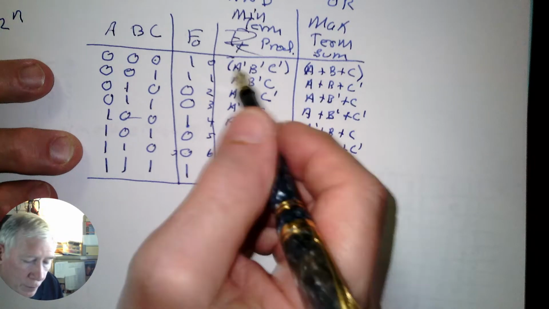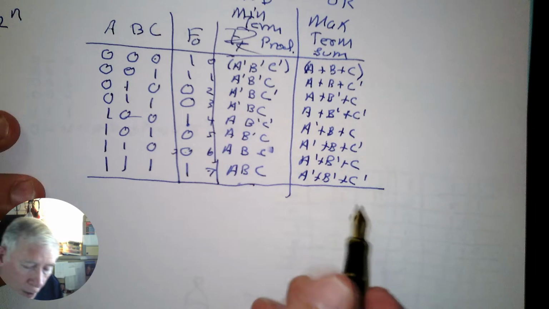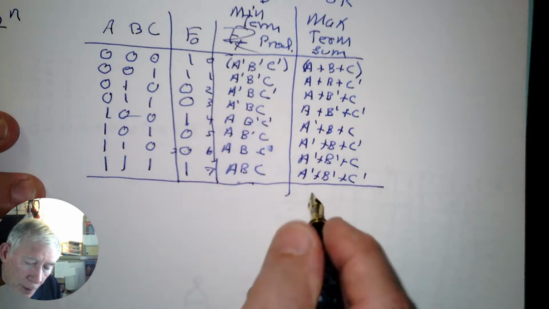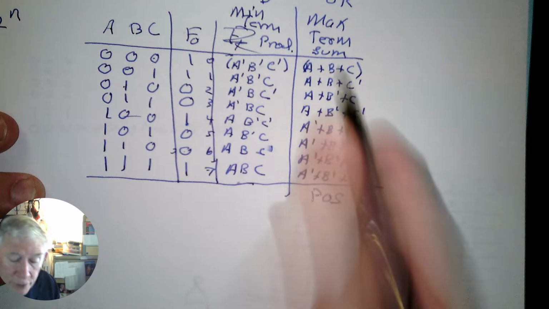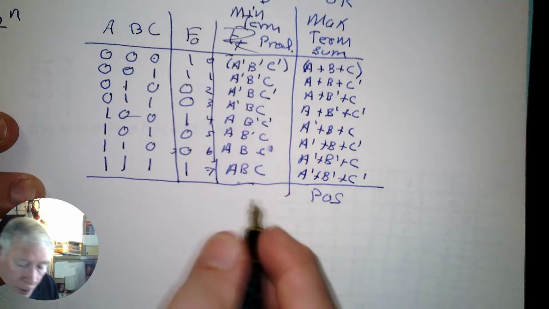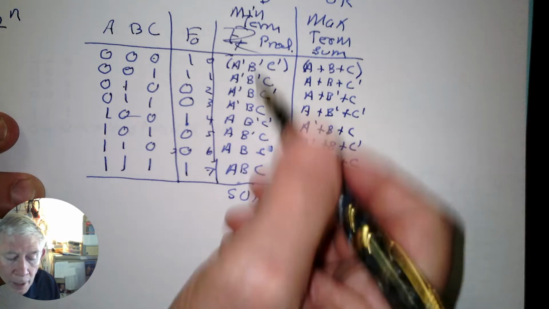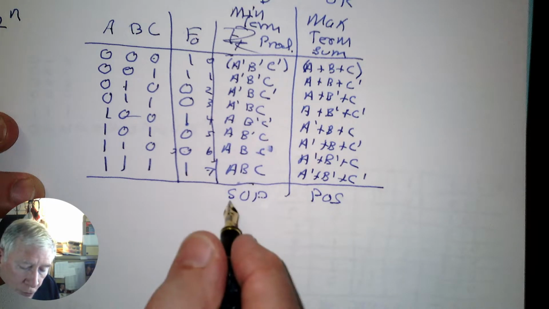These terms are each the inverse of the other. And this is why our POS solution has OR gates as its inputs and one output AND gate, and our SOP solution has AND gates as our inputs and one output OR gate. So SOP stands for sum of products.